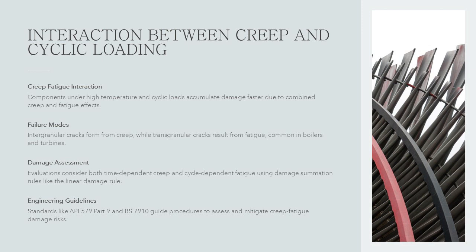Assessment requires considering both time-dependent creep damage and cycle-dependent fatigue damage, typically using damage summation approaches like the linear damage rule. API 579 Part 9 and BS 7910 outline procedures for evaluating these interactions, emphasizing accurate load histories and material properties. Understanding these failure modes helps engineers design components with adequate margins and implement maintenance strategies to mitigate risk.